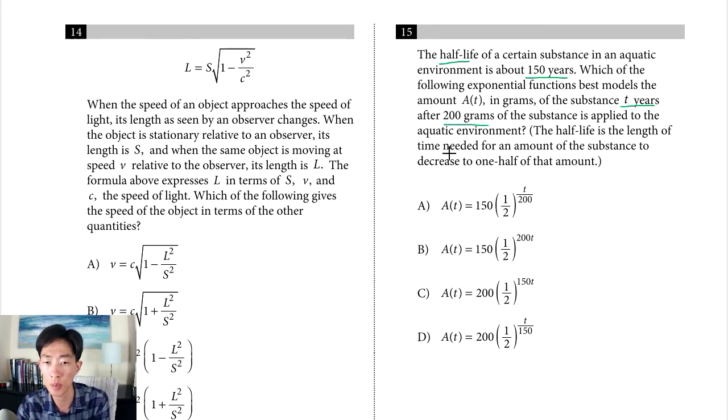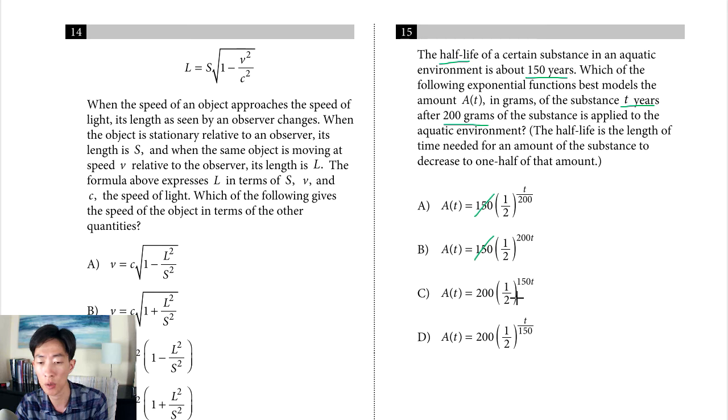All right, so any exponential function equation typically follows a standard form. The first number is going to be the one that you're starting out with. Given that we're starting with 200 grams, I'm going to eliminate choices A and B automatically, because that's telling you that you're starting with 150. Notice that all the answer choices have 1/2 because we're talking about a half-life. In other words, the original amount, 200, is going to decrease by half periodically.